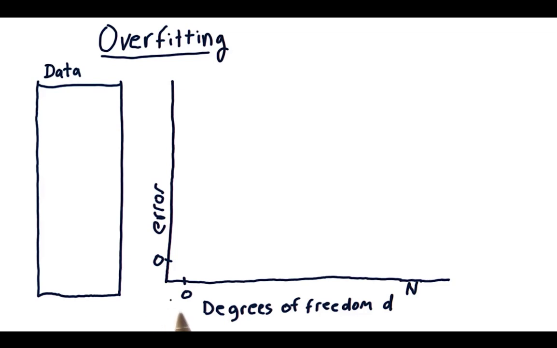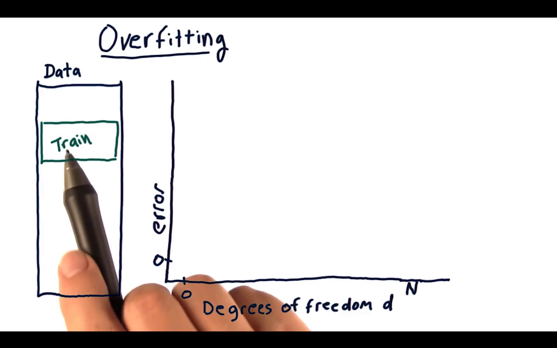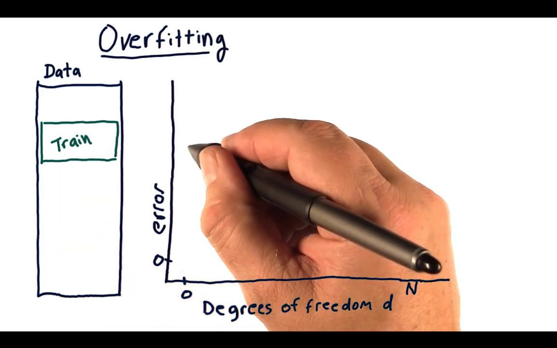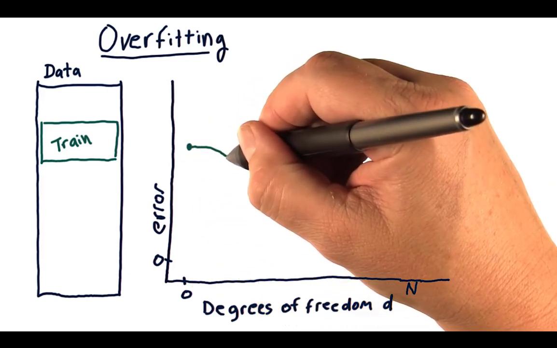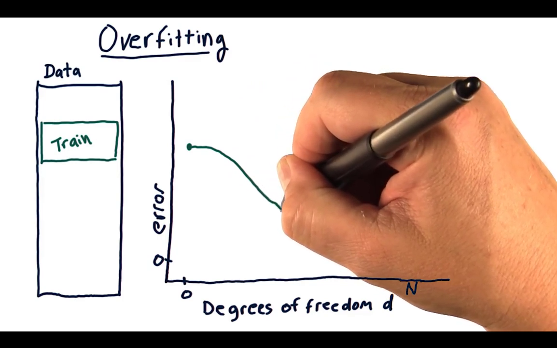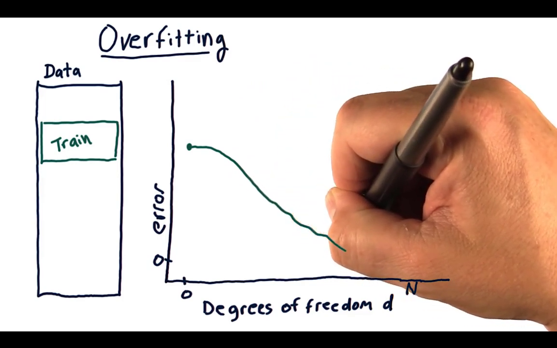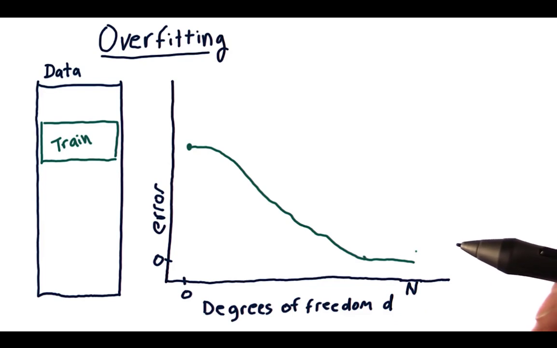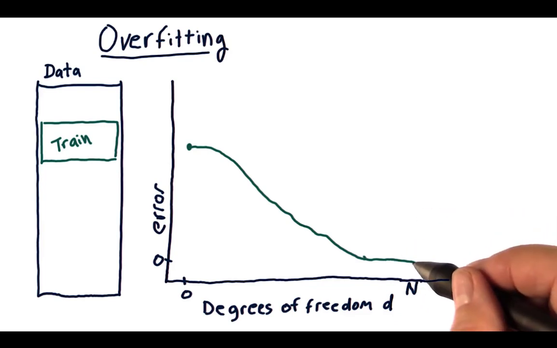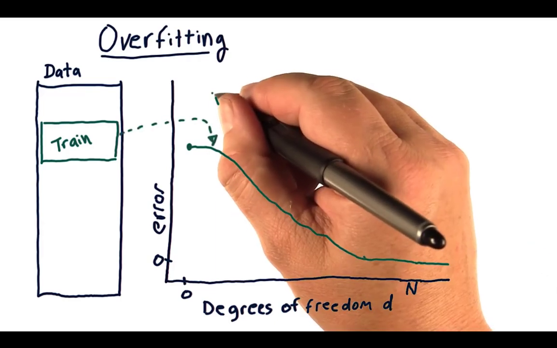Let's create a graph where we have along the horizontal axis degrees of freedom, or d, the degree of our polynomial, and vertically we'll have the error of our model. So let's measure error as we increase d on our training set. When d is smallest, our error is greatest. And as we increase d, our error drops and drops and drops. In other words, we're fitting the data in sample better and better. When finally we get to n, where we have as many parameters in our model as we do items in our data set, our error gets all the way down to zero. This is in-sample error.